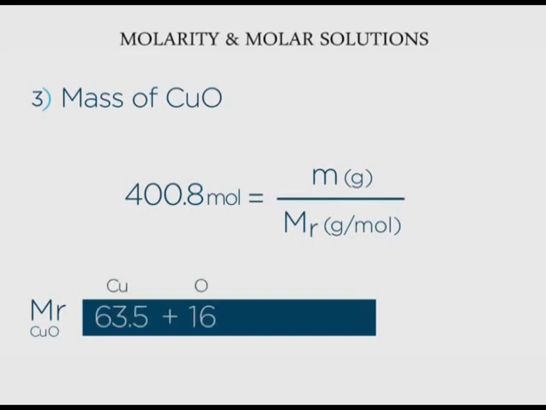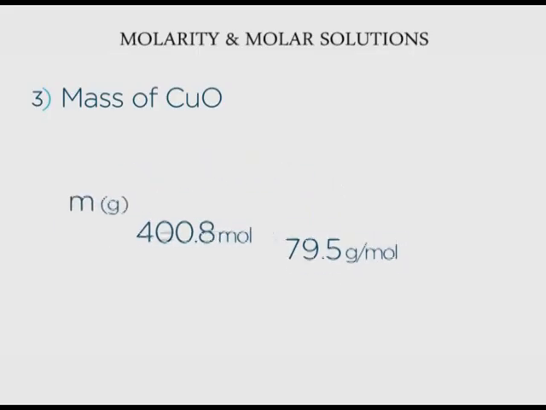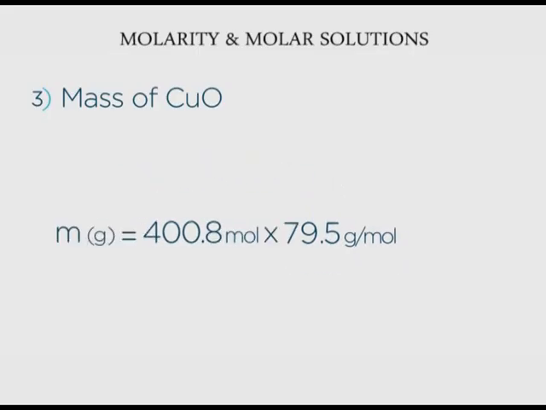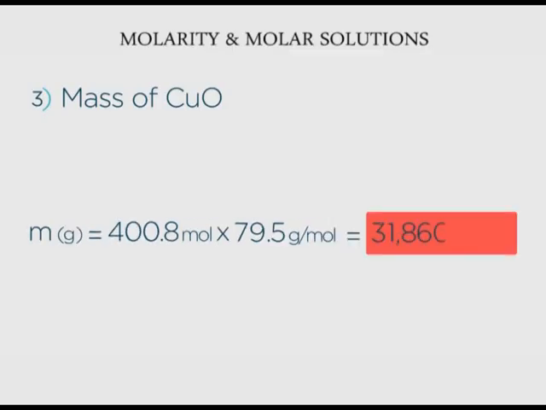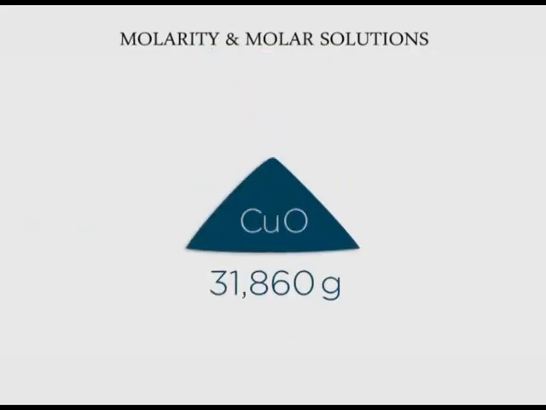63.5 plus 16 will give us 79.5 grams per mole. To find the mass, only a simple rearrangement is needed. 400.8 times 79.5 will give us 31,860 grams, the mass of copper 2 oxide that you need.